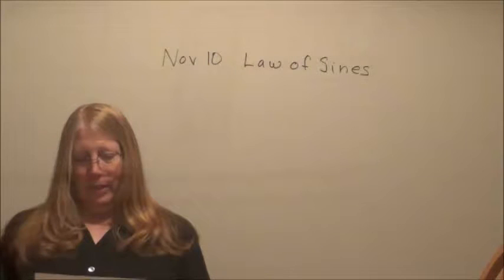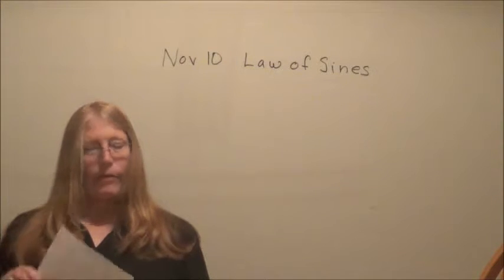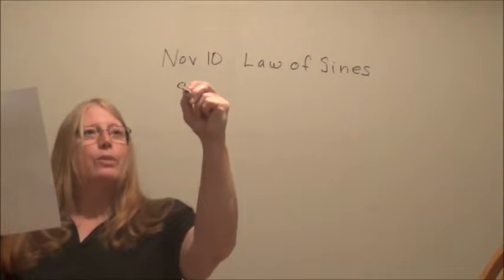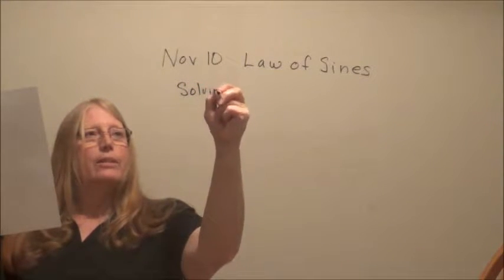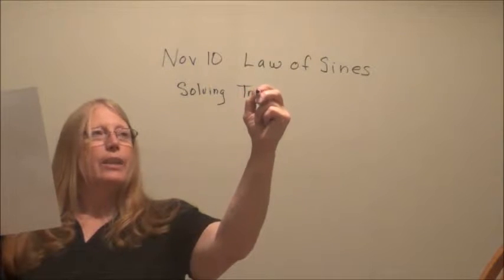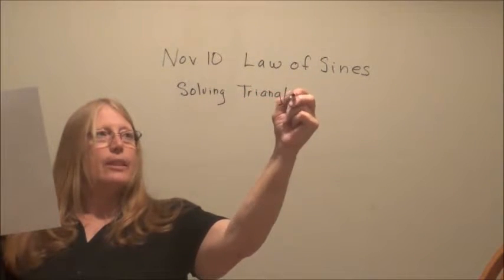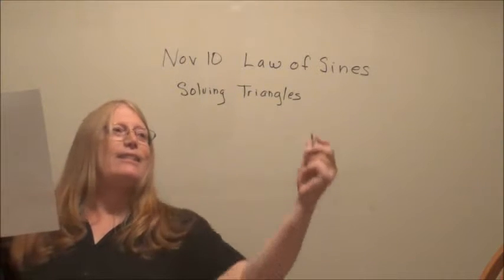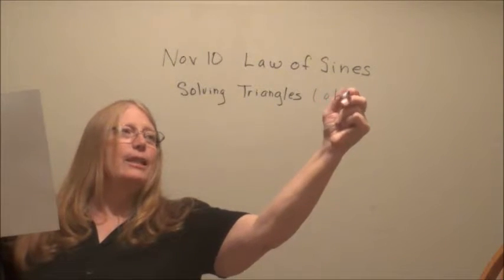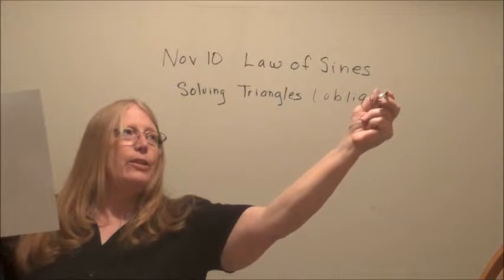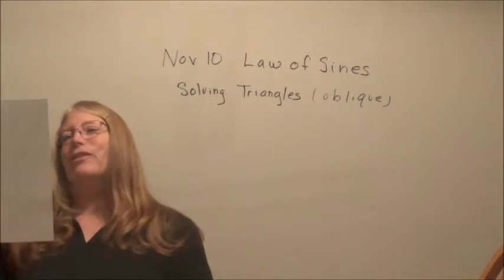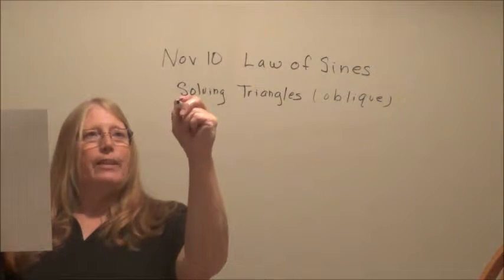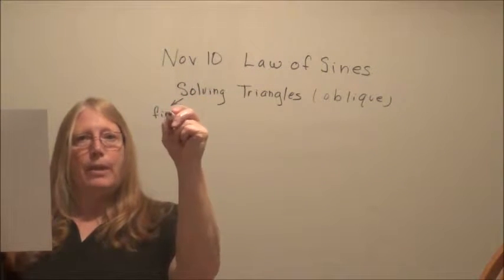When we're doing the law of sines, we're solving triangles, and they're no longer right triangles. They don't have to have right angles in them anymore, so this is quite advanced. We call those oblique triangles when they have no right angles in them. And when we say solving, we mean find 6 parts.